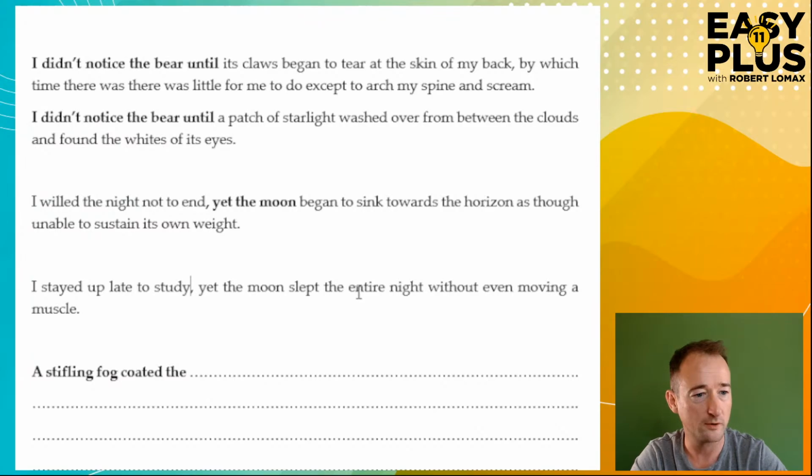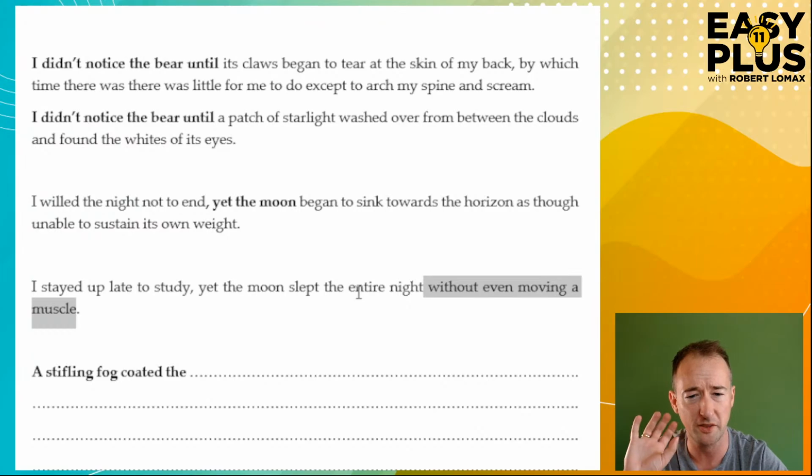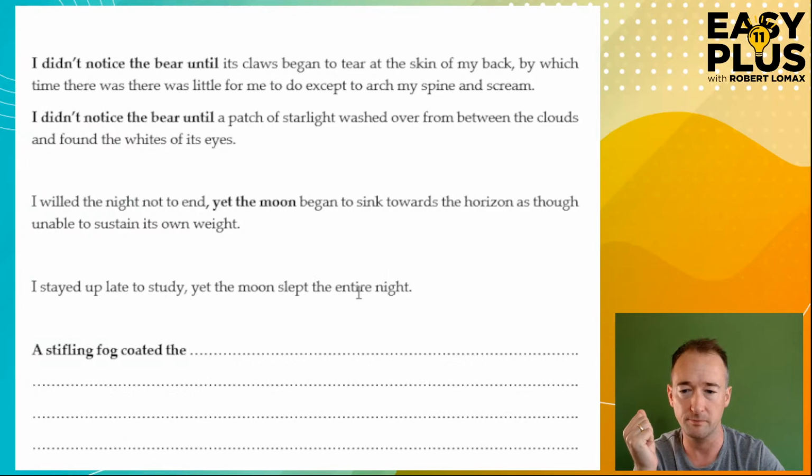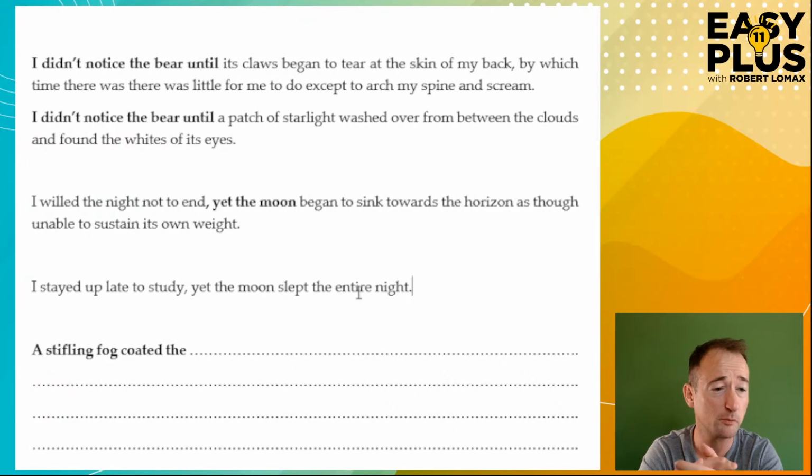Yet the moon slept the entire night without even moving a muscle. Well, the point you're trying to make is the moon slept. It never rose. So you don't actually know whether it moved a muscle while sleeping, because the point is it didn't turn up. So this second part, for one thing, it kind of repeats the same idea, and for another, it doesn't quite work with the image that you're going for. So we get rid of that too. I stayed up late to study, yet the moon slept the entire night. Okay. And now we've got something that's short and simple but works.